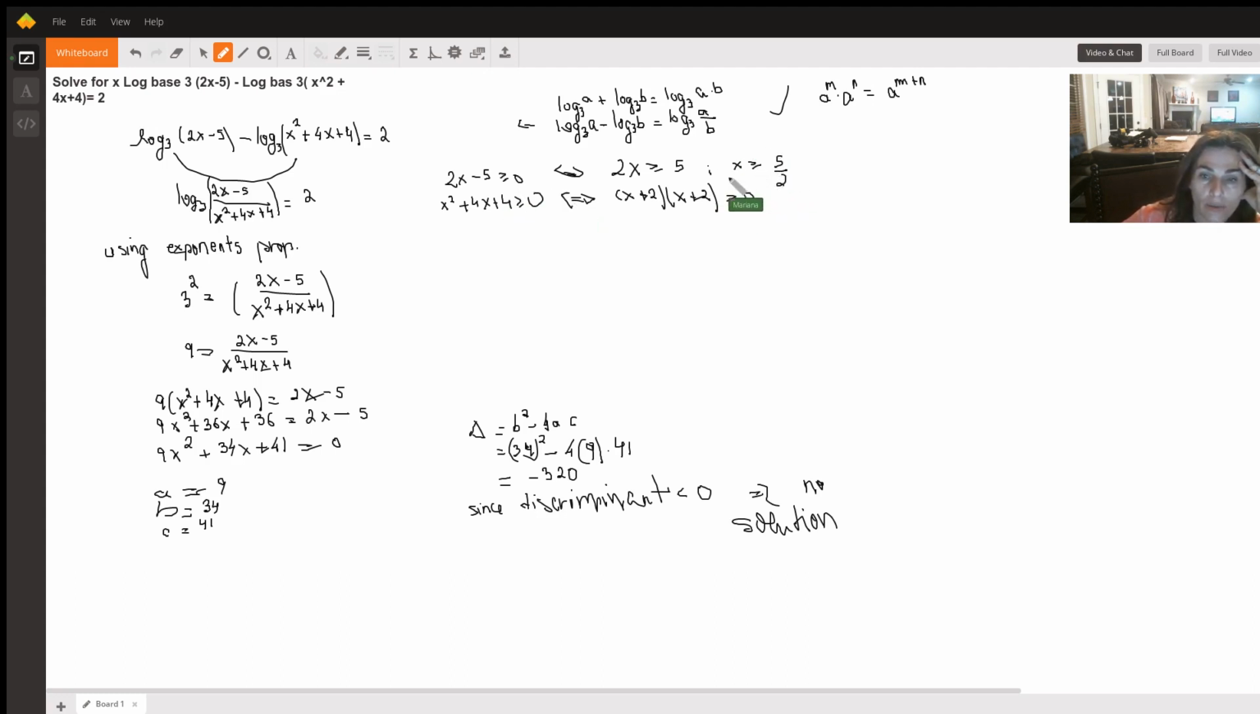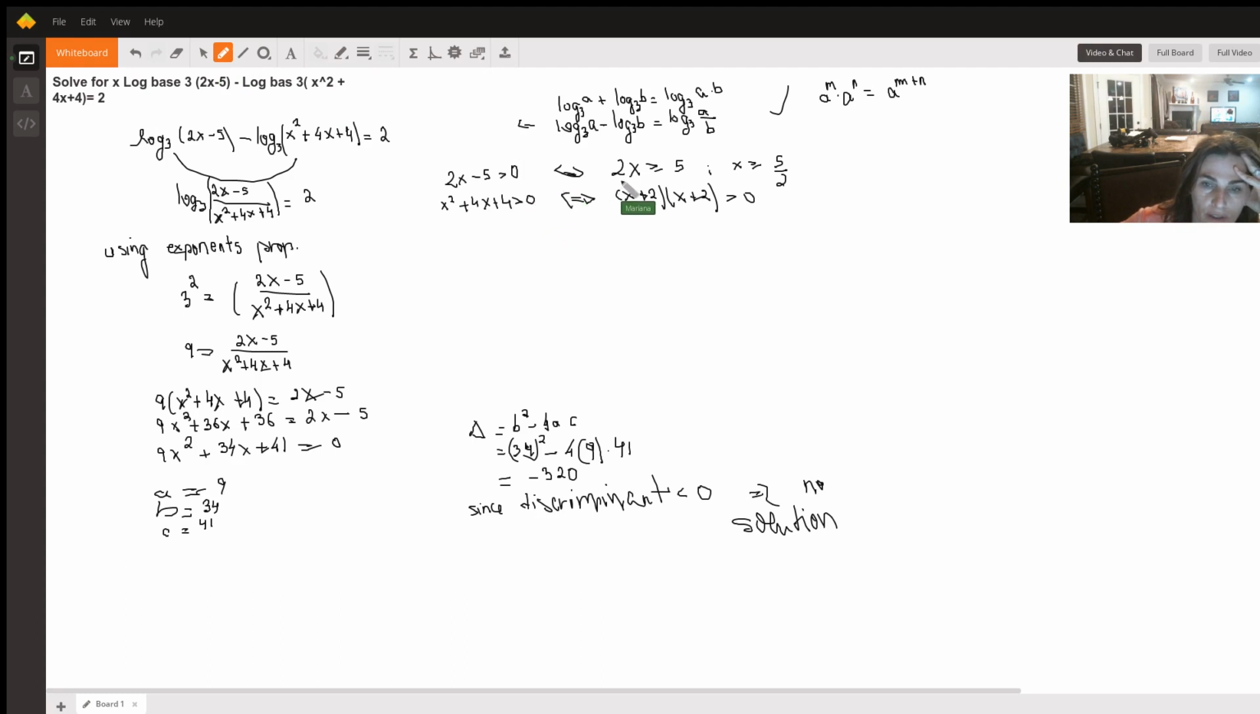Because you might get different solutions that are actually not in your domain. So by setting your conditions, 2x minus 5 greater, actually that should be just greater, because you cannot take the log of 0, and you cannot take the log of a negative number. So your condition here should be just greater than 0, not greater than or equal to 0. And here this one should be the same.